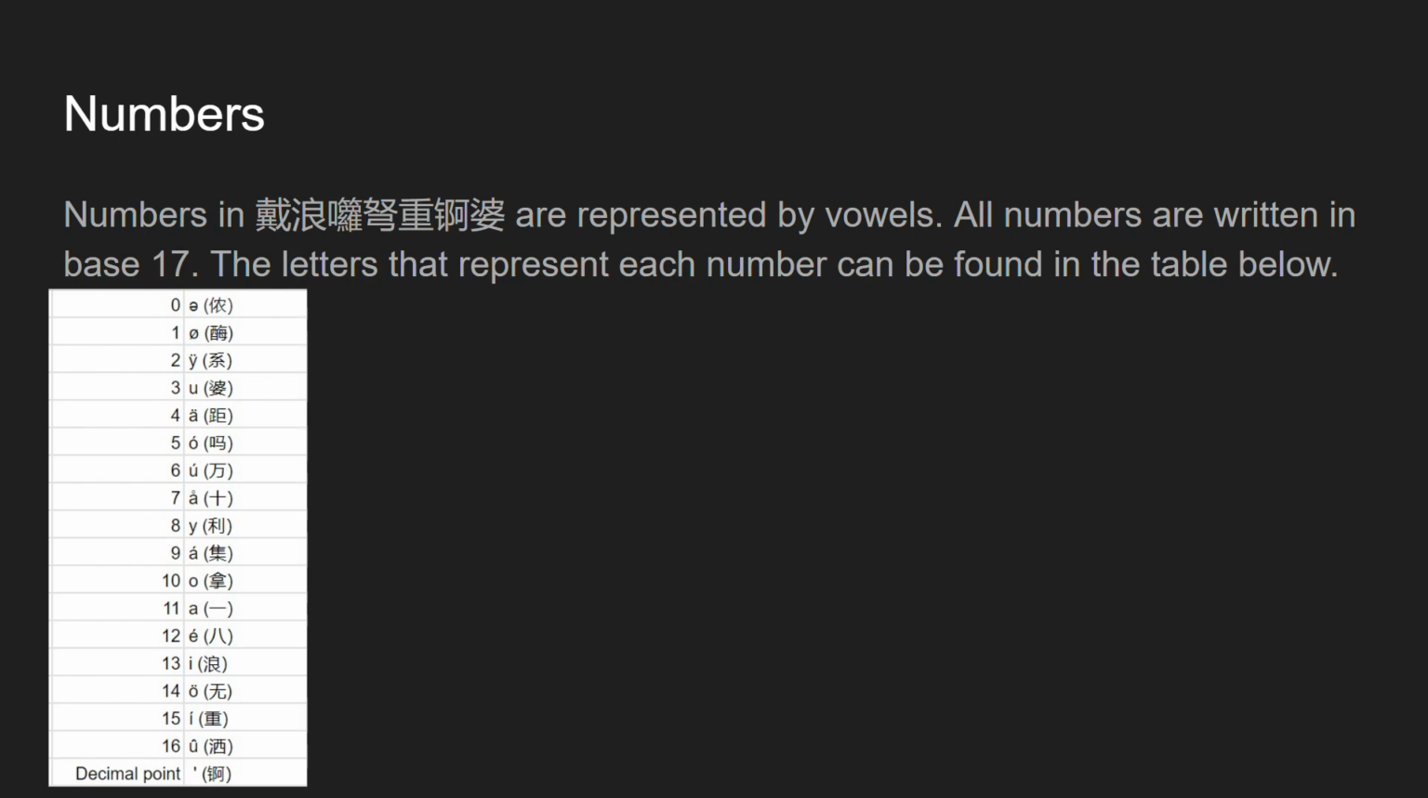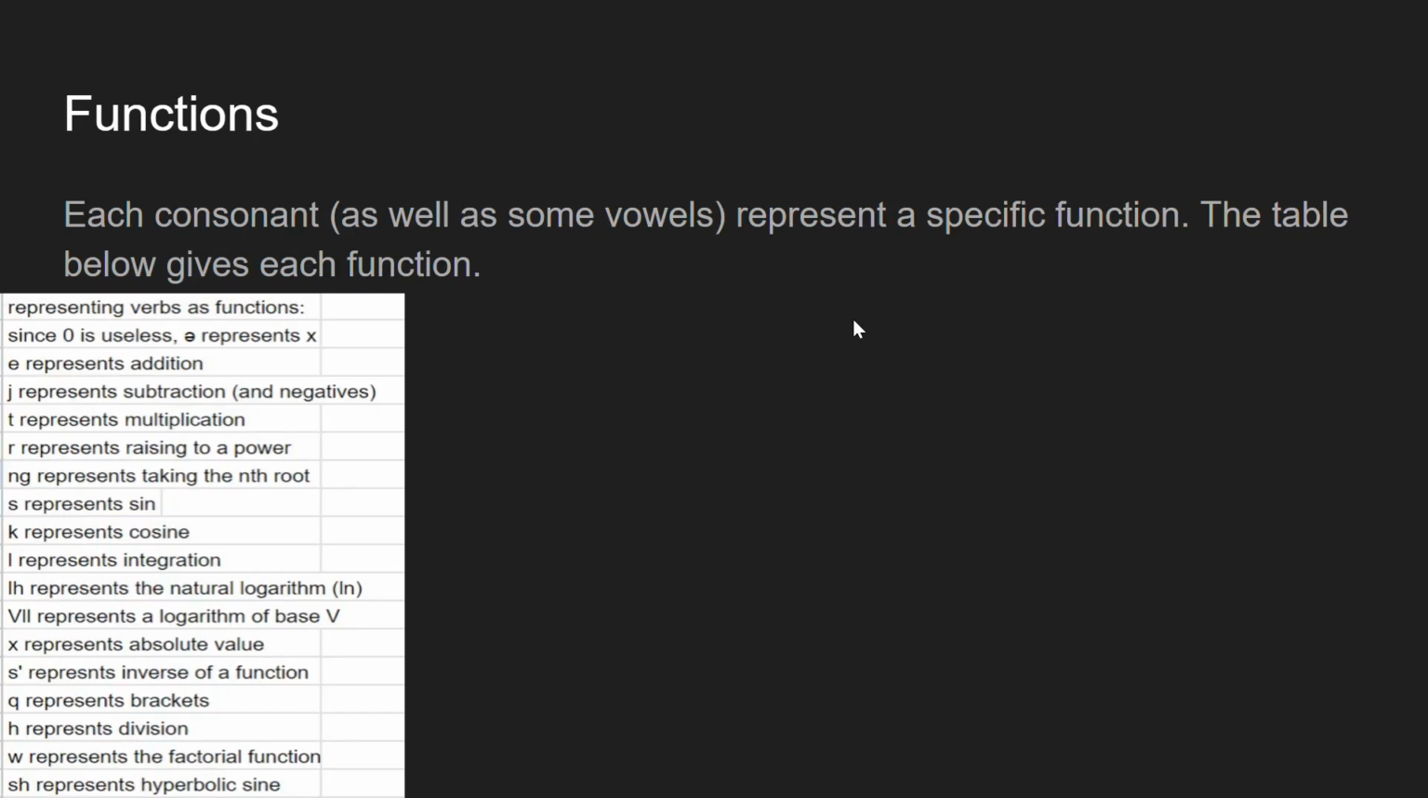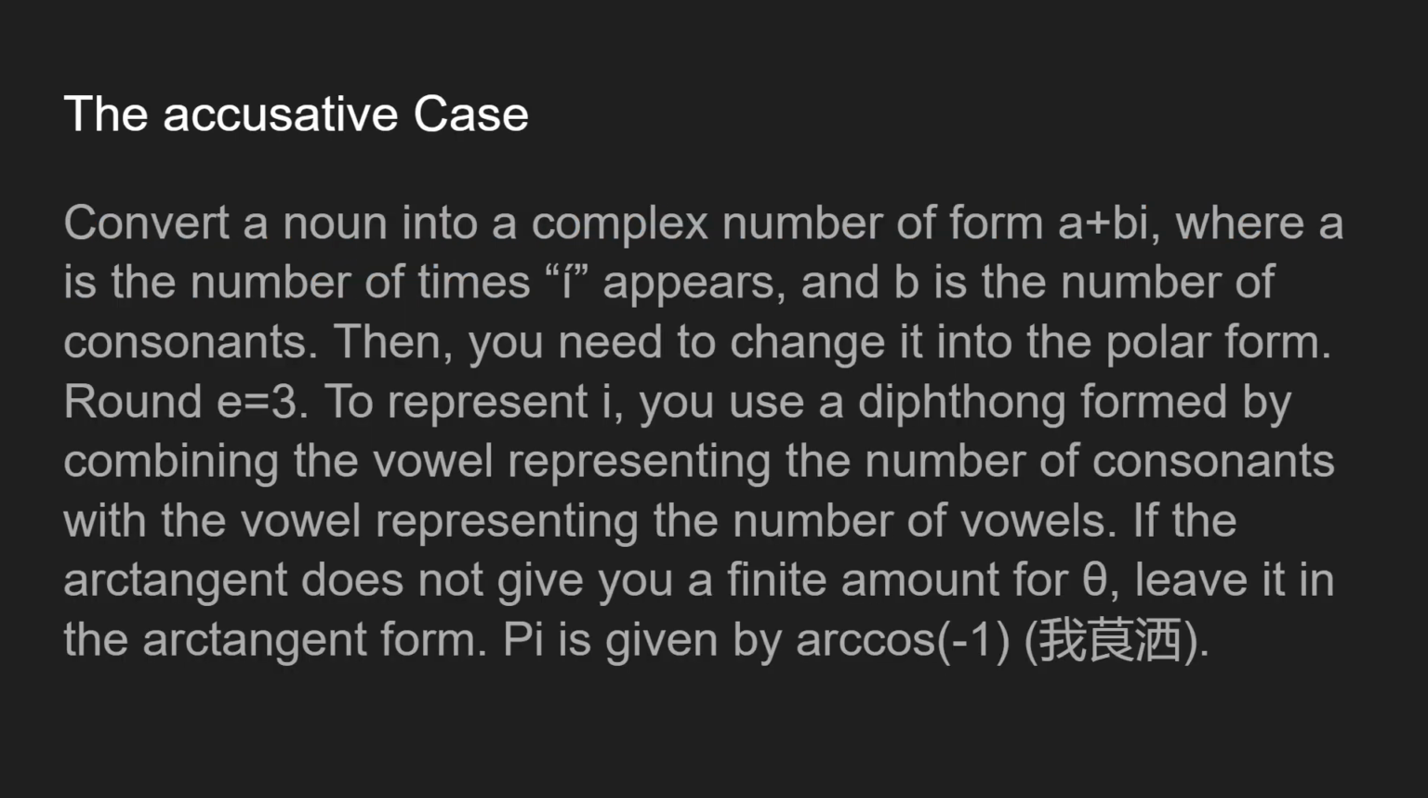So, for example, if you wanted to say 5 in this language, it would just be a single vowel. So yeah, that's numbers. Now, each consonant will represent a specific function. This is the table of all of the functions here. I'm not gonna really go through them, just know that one represents x instead of 0 because 0 is useless when talking about functions most of the time. Yeah.